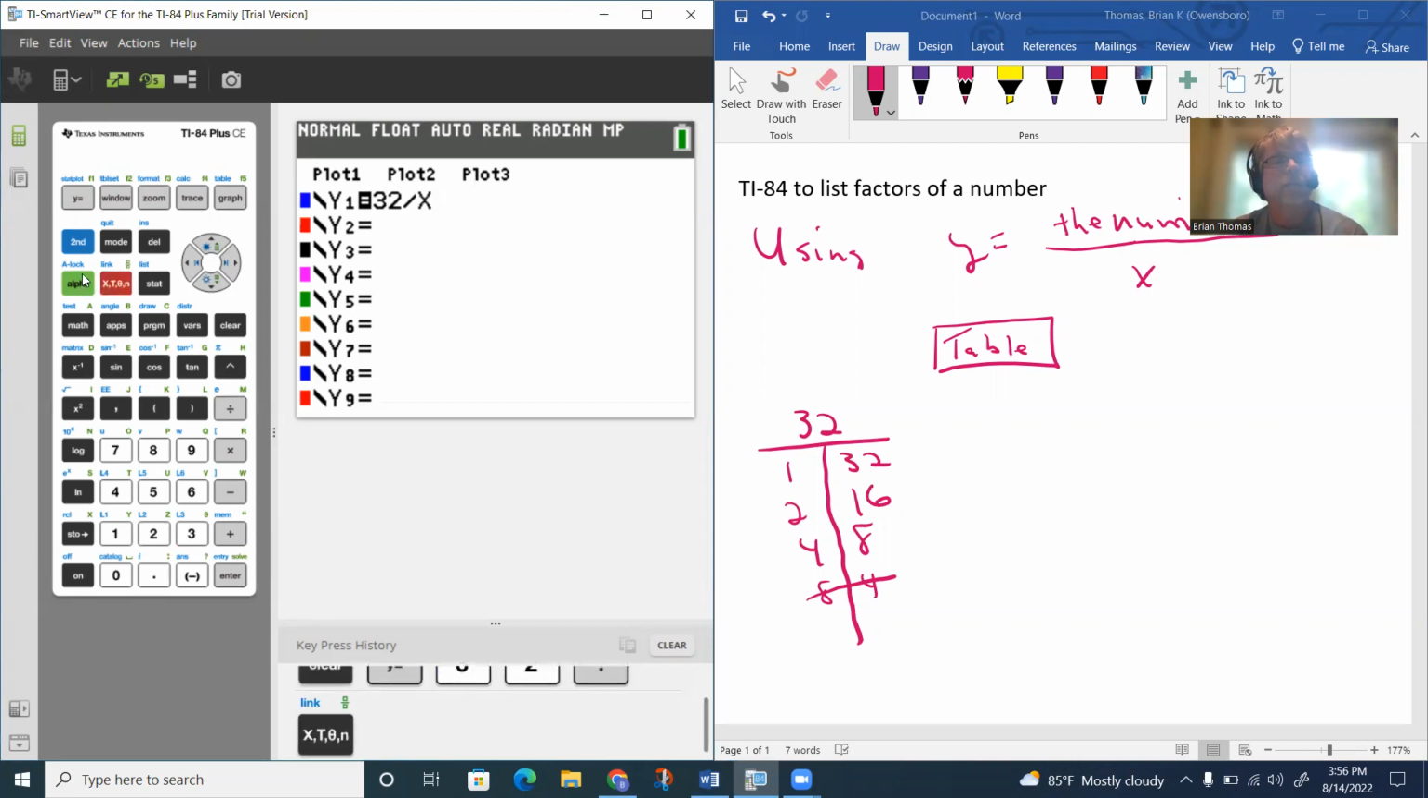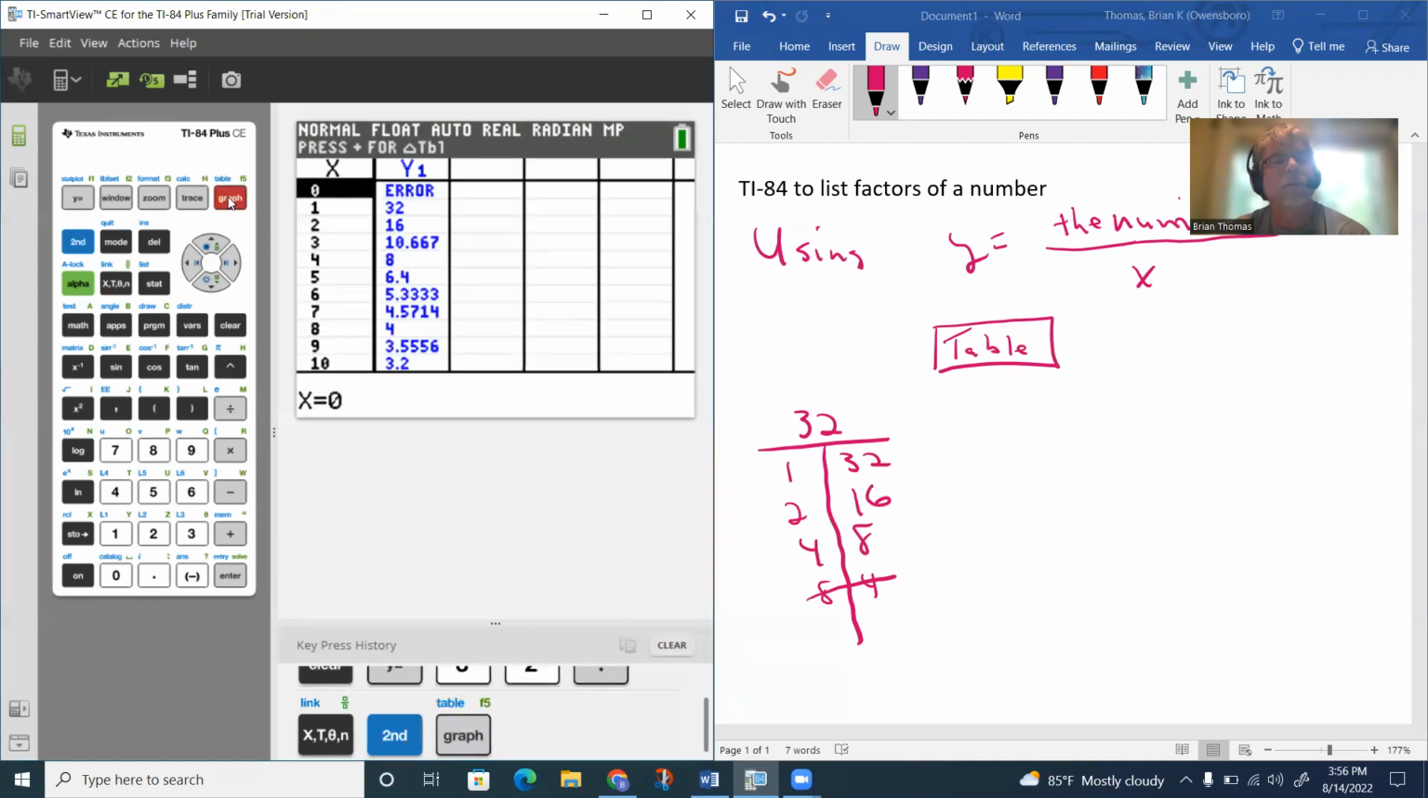From there, what I do is Table, which is in blue. Since Table is in blue up here, I have to hit the second function first, the blue button. Then since it's engaged, it'll bring up the table for me by hitting the graph button. Notice that 0 is not a factor because remember you cannot divide by 0, so there's not even a factor pair there. 1 and 32 would appear.